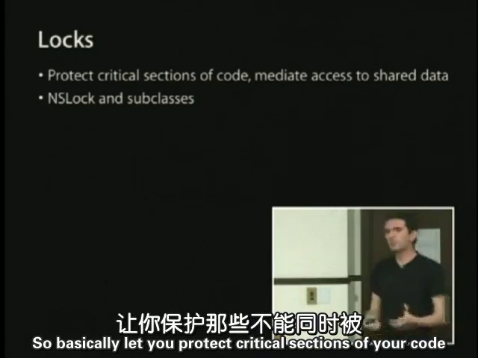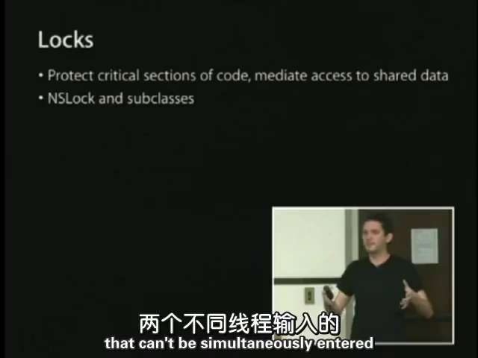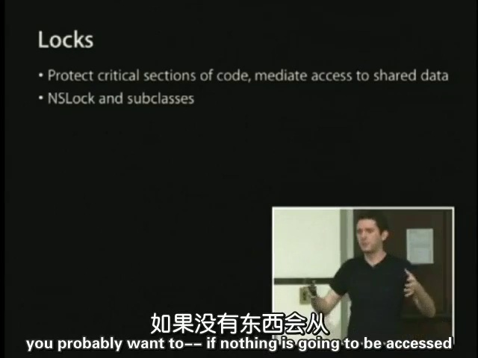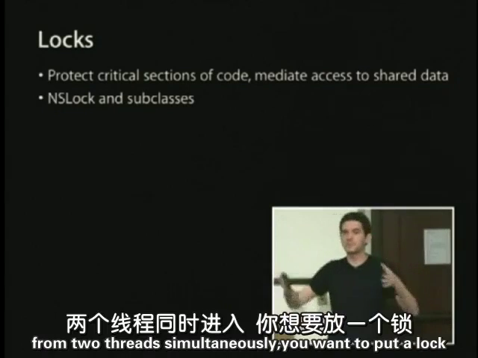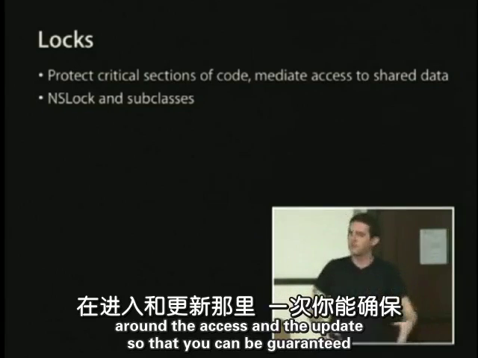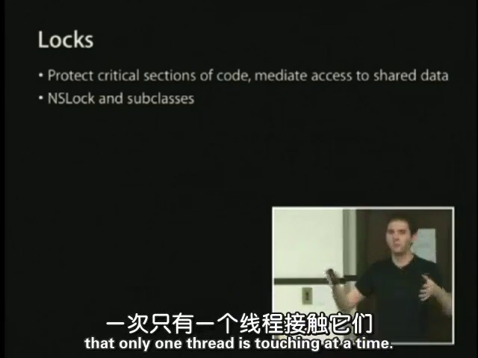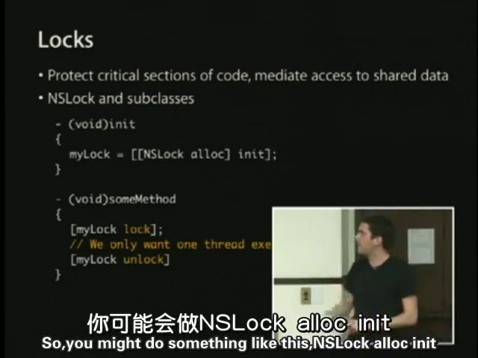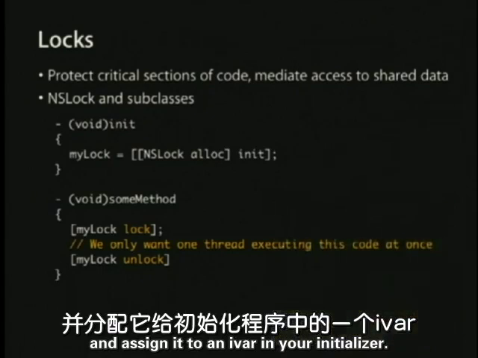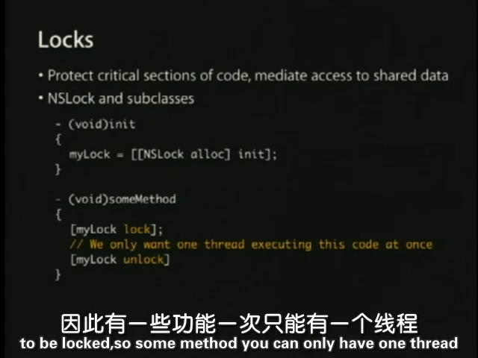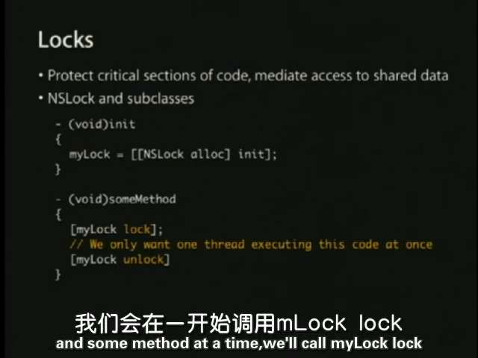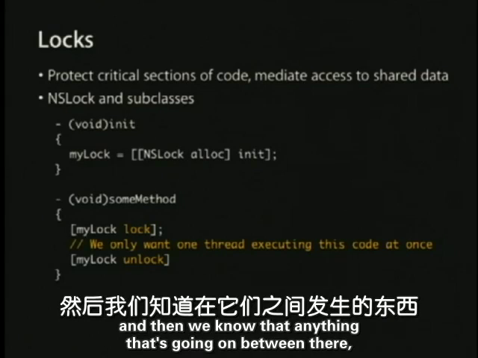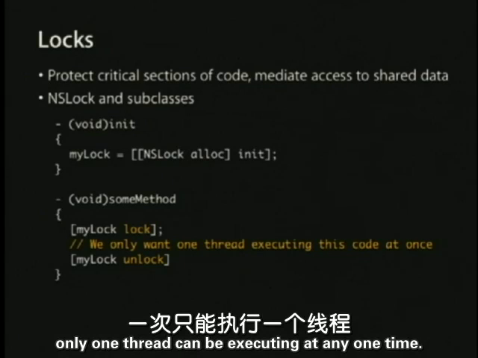Basically, they let you protect critical sections of your code that can't be simultaneously entered on two different threads. If you need to update some mutable array, and that thing is going to be accessed from two threads simultaneously, you want to put a lock around the access and the update so that you can be guaranteed that only one thread is touching it at a time. So you might do something like this: NSLock alloc init, and assign it to an ivar in your initializer. Then when you go to do something that needs to be locked, some method where you can only have one thread in it at a time, we'll call myLock lock at the beginning and myLock unlock at the end. And then we know that anything going on between there, only one thread can be executing at any one time.